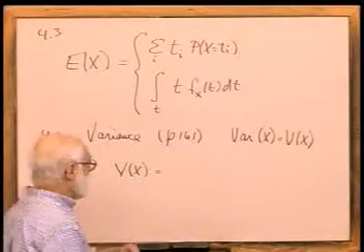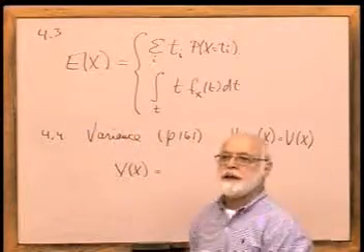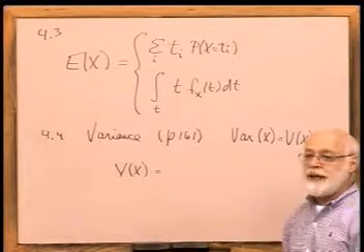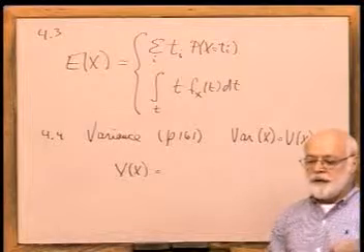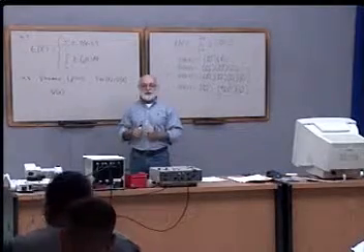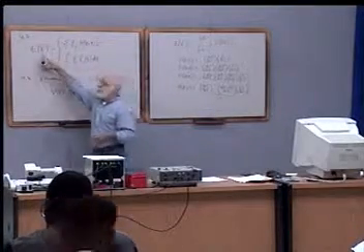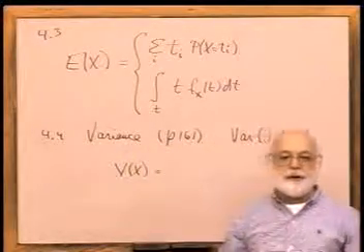Now, what variance is supposed to model or represent is the idea that when you have a distribution of values, that is, in the discrete case, a probability mass function, the values can spread out all over the place. And so you can have two random variables that have the same expected value or the same mean value, but nevertheless have distributions that are quite different.